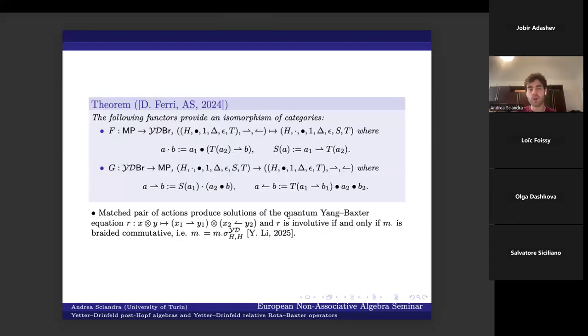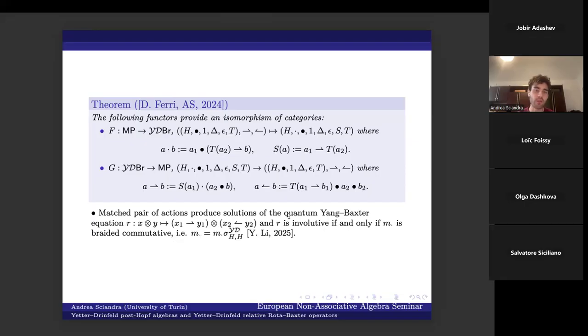And now we have, in fact, another isomorphism of categories between matched pairs and Drinfeld braces. This tells us that Drinfeld braces and matched pairs of actions and Drinfeld post-Hopf algebras are isomorphic as categories. And this isomorphism is given by these two functors.